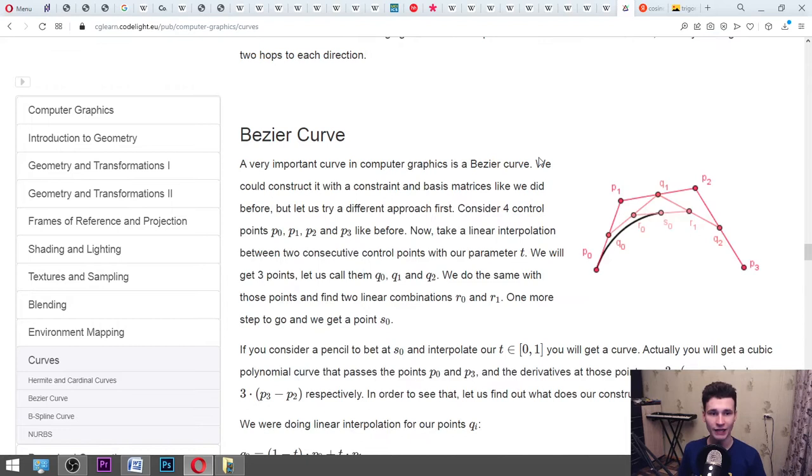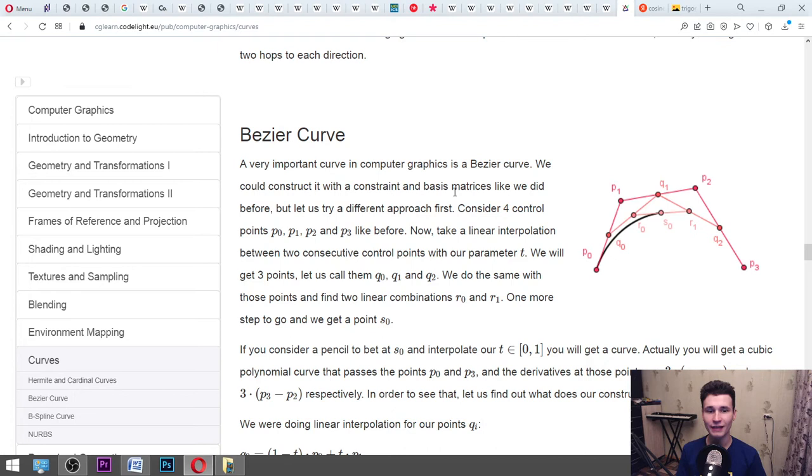We have points, also some of the dots here. A very important curve in computer graphics is a Bezier curve. We could construct it with a constraint and basis matrices like we did before, but let us try a different approach first. Consider four control points P0, P1, P2 and P3 like before.